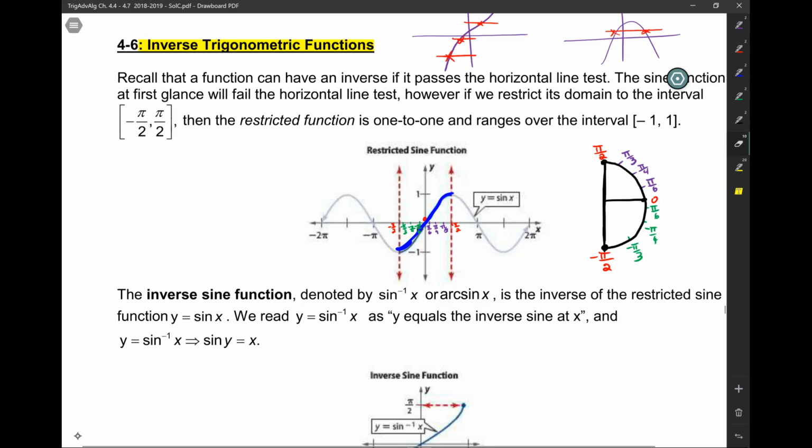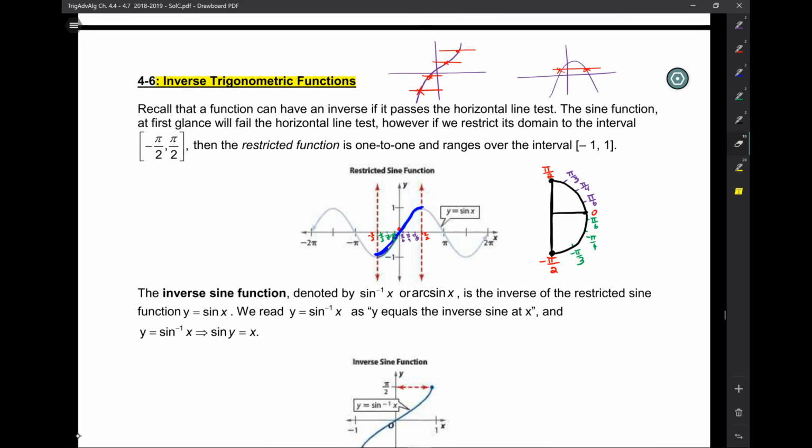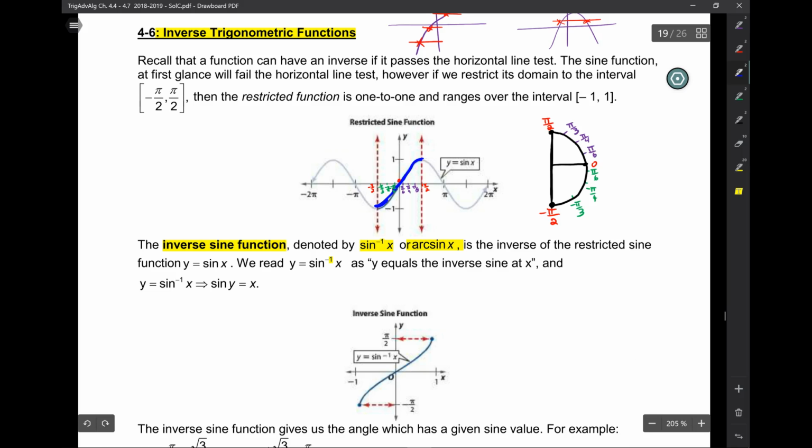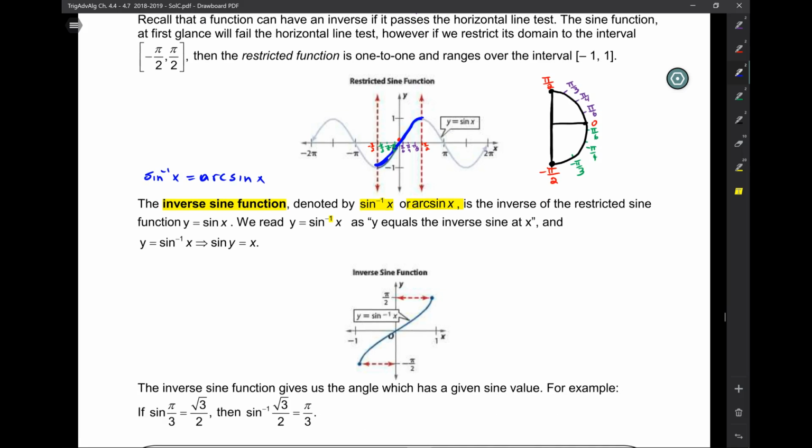A little bit of notation. For the inverse sine function, we write it as sine inverse of x or arc sine of x. These are synonymous. If I say inverse sine of x or arc sine of x, they're the same. They're synonyms. On a quiz question, if you say arc sine, can we use sine inverse? Yep. Knock yourself out.